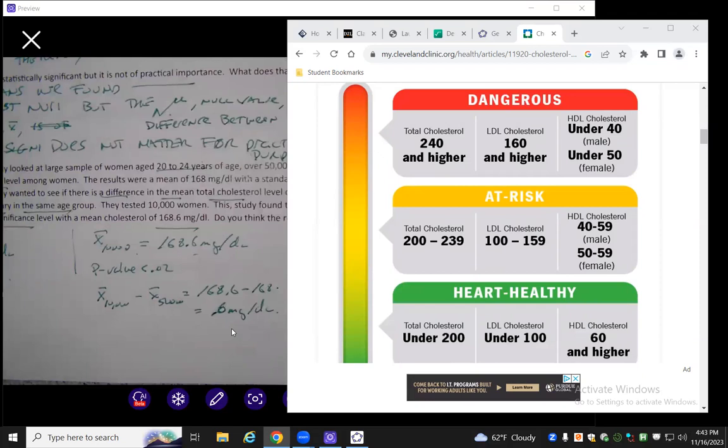So that's the difference between statistically significant, meaning yes, there's a difference between the groups, and practical importance. Is there a practical importance to this difference? And the answer is no.